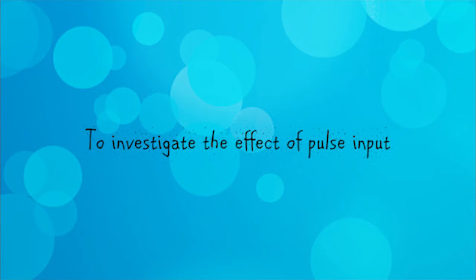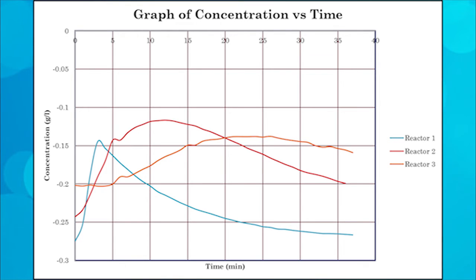In the second part of the experiment, we are going to investigate the effect of pulse input. From the graph, reactor 1 shows the highest increase of concentration during a short period of time, as the pulse is directly channeled to it, before the value drops significantly until it reaches a steady state. The concentration will start to decrease as it is going into reactor 2.